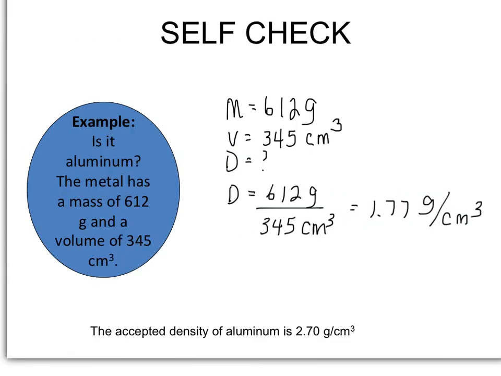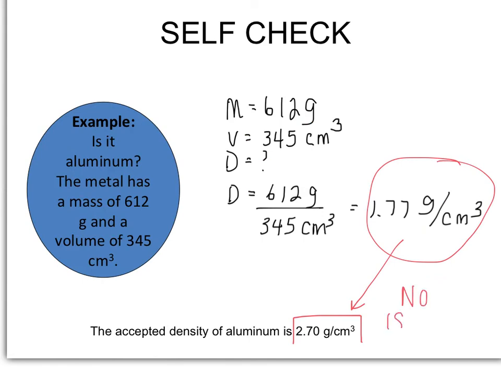All right, if we take a look at the mass, which is 612 grams, and the volume of 345 centimeters cubed, and we divide the mass by the volume, you will get a density of 1.77 grams per centimeter cubed. Now we've said the accepted value of aluminum's density is 2.70 grams per centimeter cubed. Because these numbers are not the same, we would say that no, this sample is not aluminum.